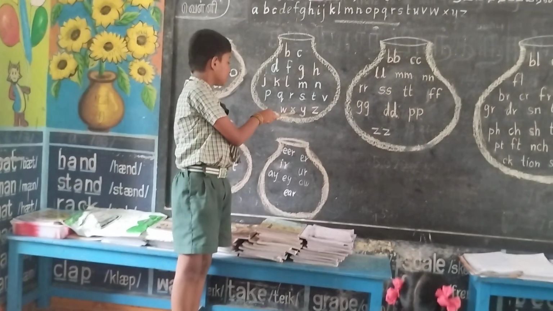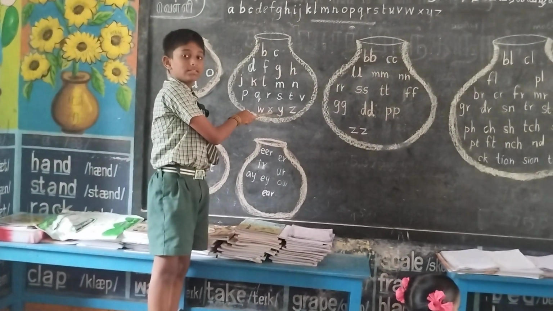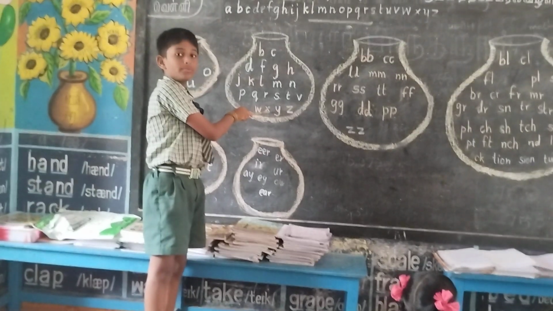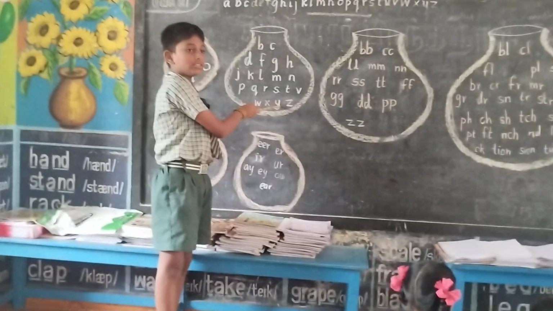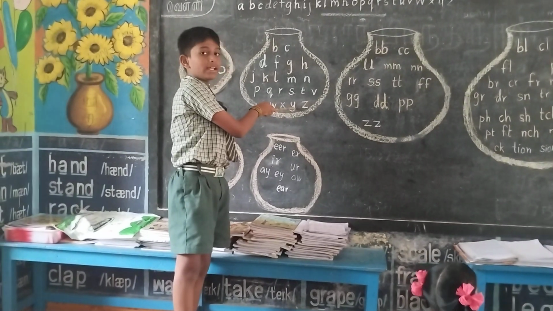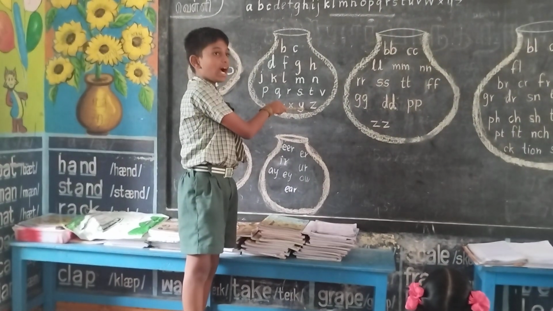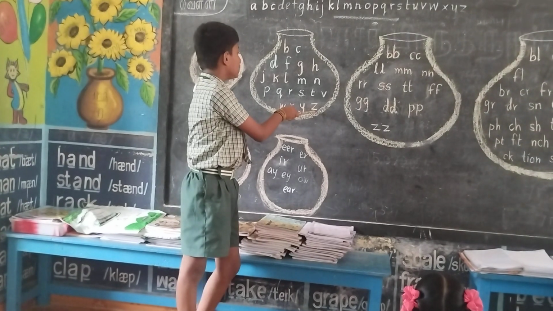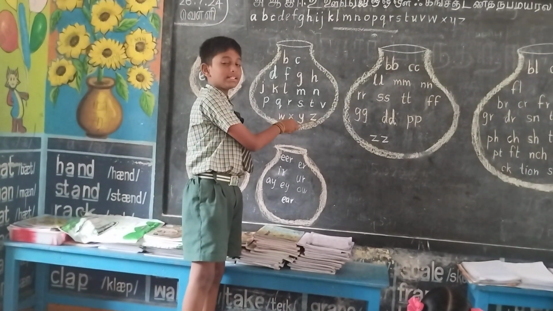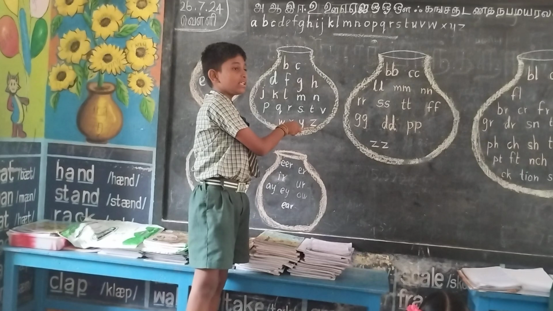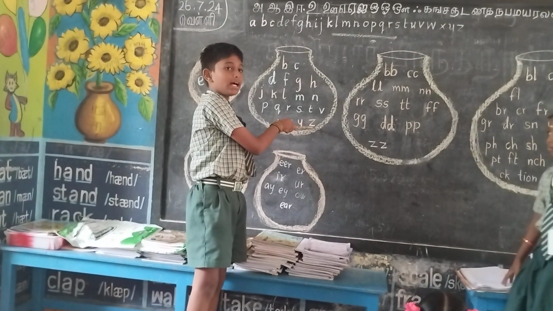X. For example, xylophone. The letter Y. For example, yum. The letter Z. For example, zebra, zip.